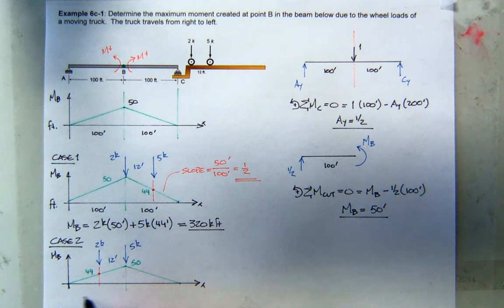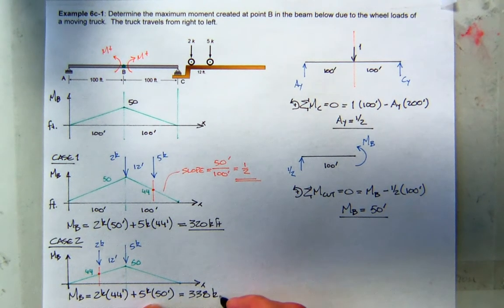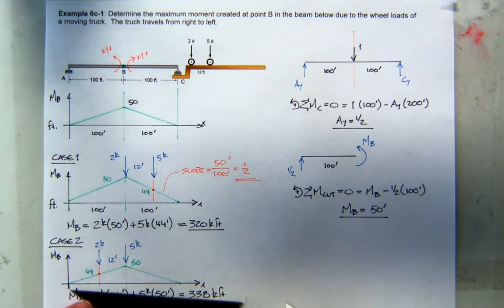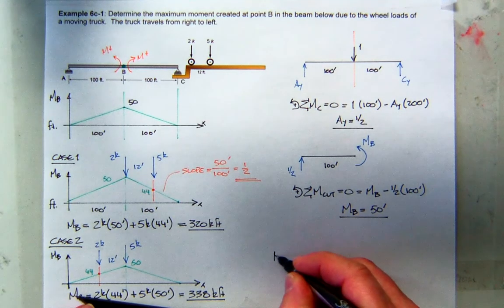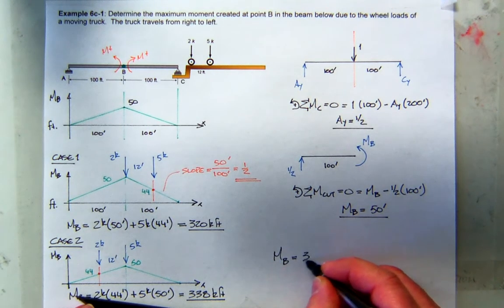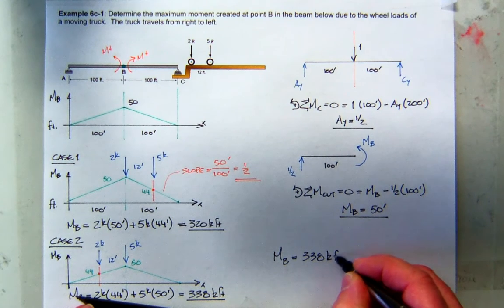So I think I can squeeze it in right here. So the moment at B will be 2 kips times 44 feet plus 5 kips times 50 feet. And that's 88 plus 250, that's 338? So you look at those two values, which one is the biggest one? 338. So the moment at B would be 338 kip feet.